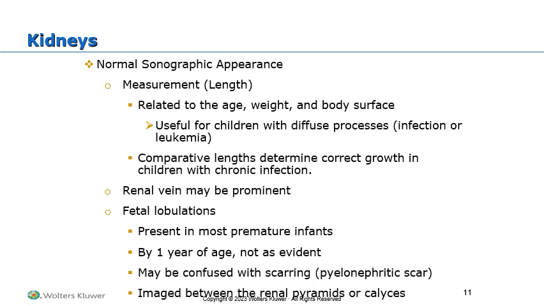Fetal lobulations, like I mentioned, are pretty common, especially in our newborn infants. They're especially present in most premature infants. By 1 year of age, usually there's more smoothing of the kidney, and we don't see the lobulation as much as before. Now, that lobulation can be confused with scarring, like a pyelonephritic scar. It could be confused with a junctional defect. So make sure you're really assessing that, looking for the echogenic wedge of a junctional defect and determining, is there really a wedge there or is it just lumpy and bumpy?